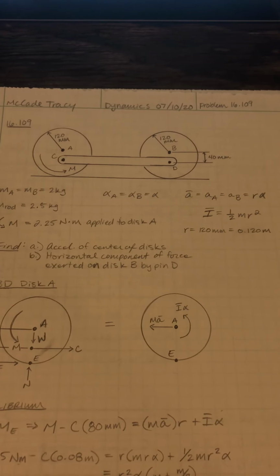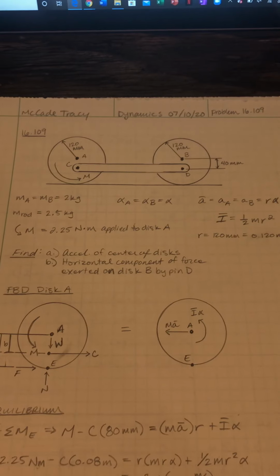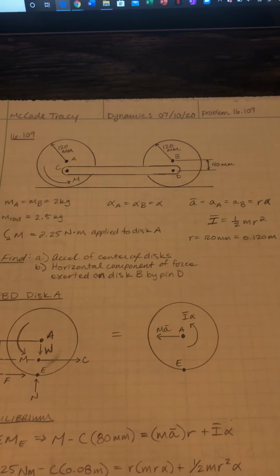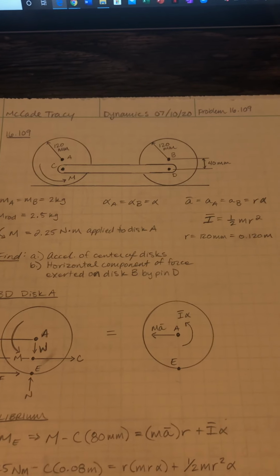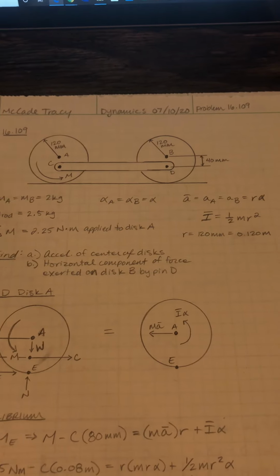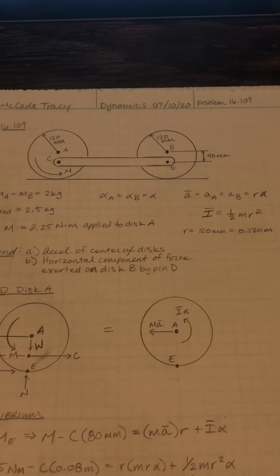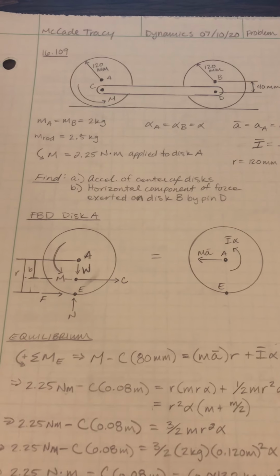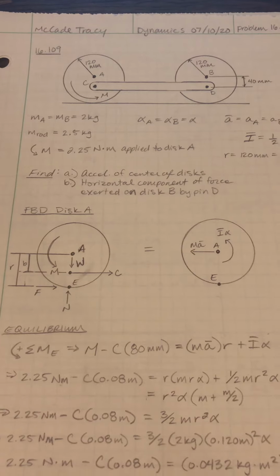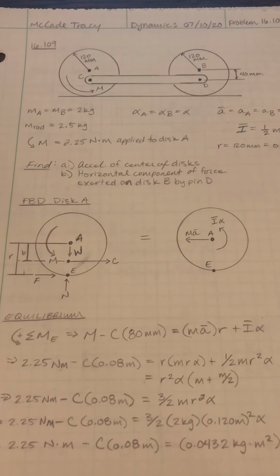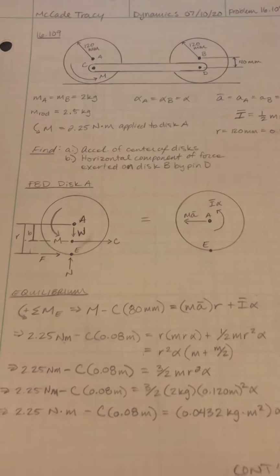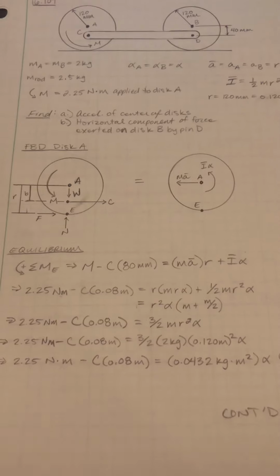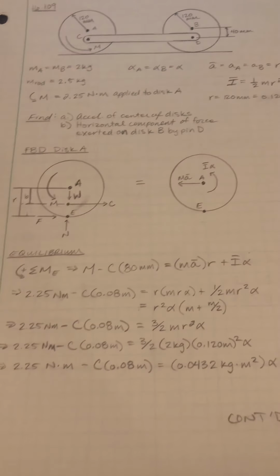We have all of our given values here, and a couple of equations that we may need to use: the moment of inertia equation of a disc, and the acceleration as we've seen before. The free body diagram is also as seen before. This one is disc A, and this needs to be done in two parts, disc A and disc B.